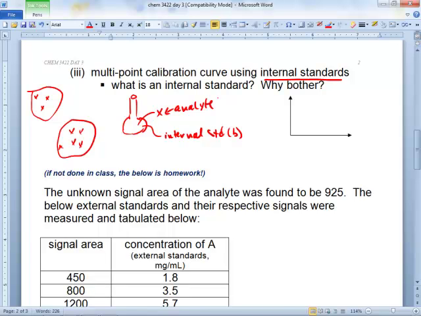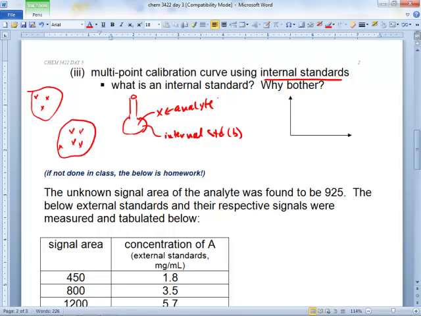I just want to fix it. Make it, I don't know, 0.1 ppm in every single external standard I make. Let's add 1 ppm internal standard. Fine. Okay. So all these standards now have my analyte and my internal standard. So we call these internal standards now.